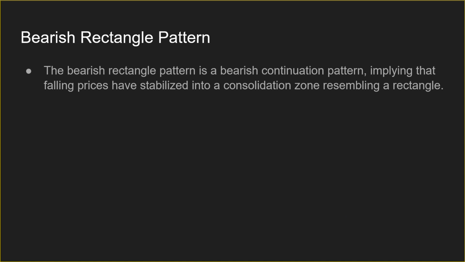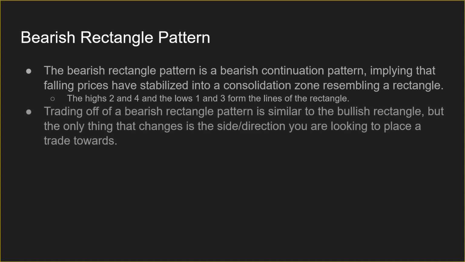Now, in this situation, it's considered a bearish continuation pattern, implying that falling prices have stabilized into a consolidation zone resembling a rectangle. The highs 2 and 4 and the lows 1 and 3 form the lines of the rectangle. Now, trading off of a bearish rectangle pattern is similar to the bullish rectangle, but the only thing that changes is the side or direction you are looking to place a trade towards.